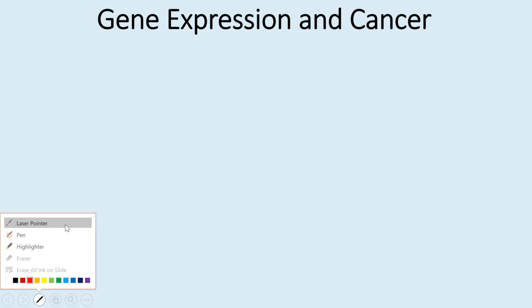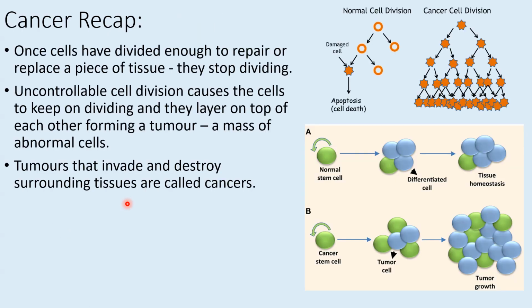We'll be going over cancer. There are two types of cancer, and also we'll be going over proto-oncogene and tumor suppressor gene. So let's start off with the basics of cancer.